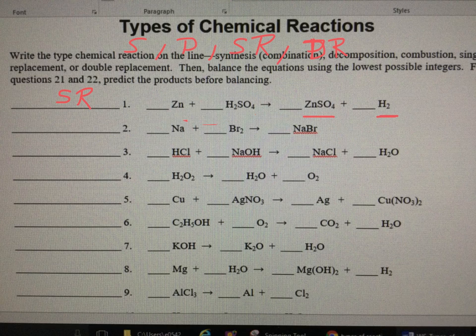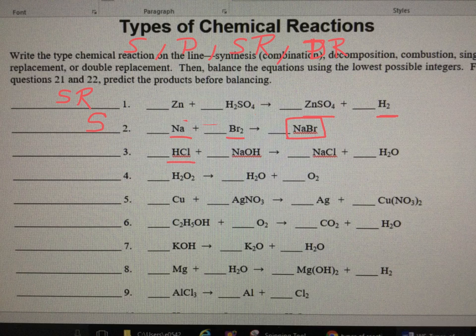Okay, all right, so now let's create some space for the second one. Sodium is by itself, bromine is by itself. It creates one big compound, so that means they all come together and make one compound. That is a synthesis reaction.